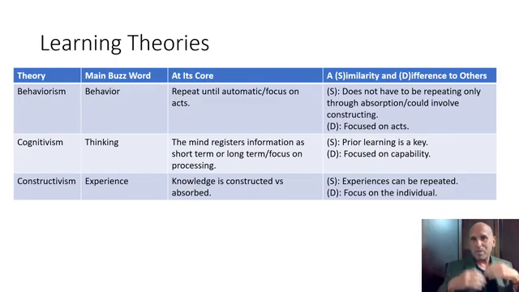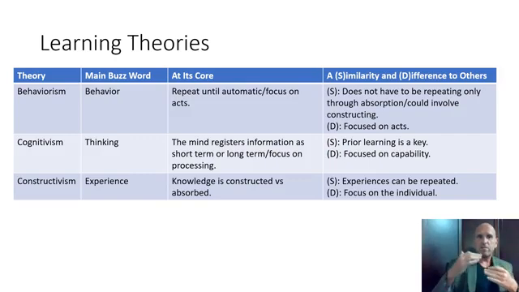So for behaviorism, it's the behavior, it's the act. For cognitivism, it's the thinking. And for constructivism, it's the experience. So at its core, behaviorism really is about repeating until it's automatic. It's this focus on not just repetition to get competency, but hopefully eventually mastery.